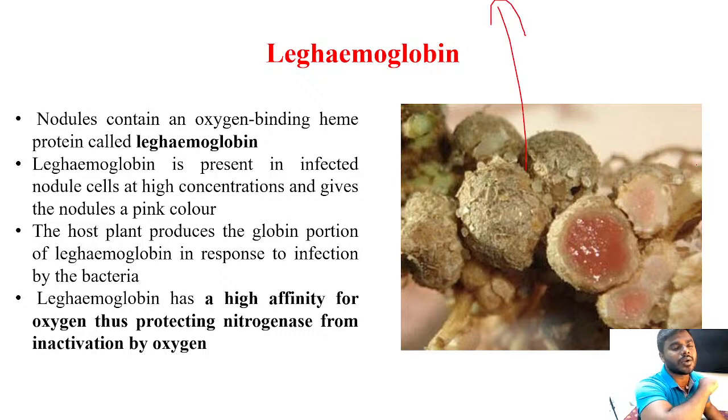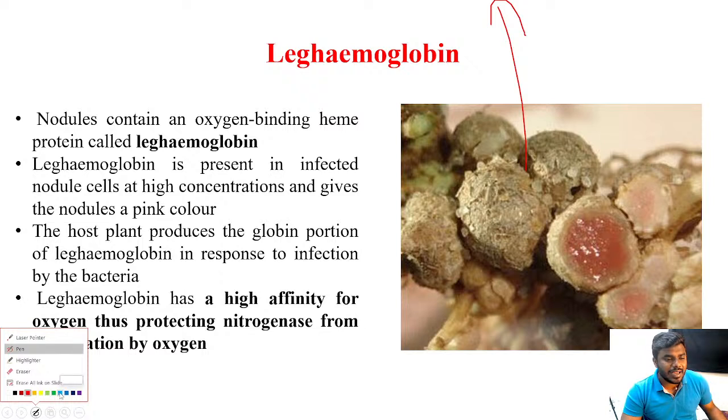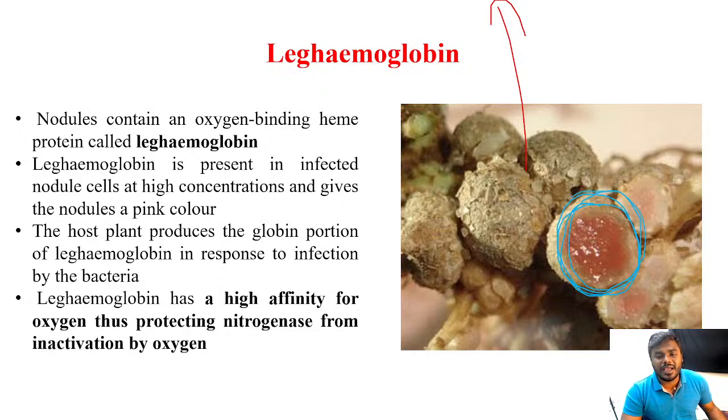So what are the nodules going to do? Everyone pay attention, look at this beautiful diagram. What does the nodule contain, friends? It contains an oxygen-binding protein, an oxygen-binding heme protein. What do you call it, my friends? We call it leghemoglobin. Now friends, what is leghemoglobin going to do? We commonly know that hemoglobin gives rise to red color. But friends, since leghemoglobin is present in the infected plant cells, infected nodules, it will give pink color.